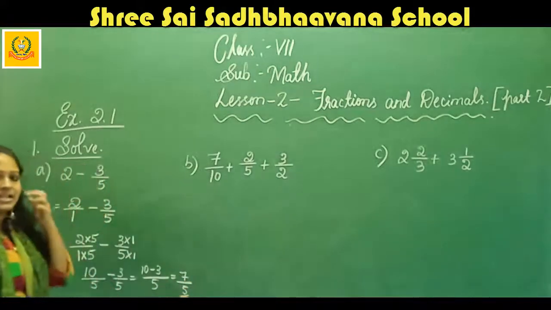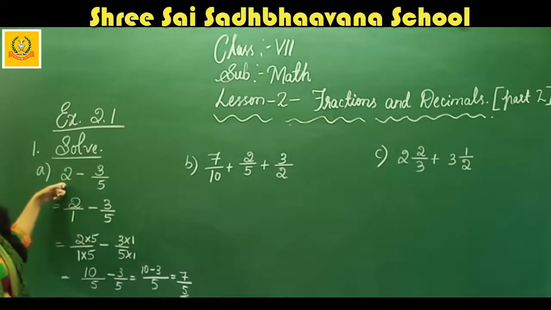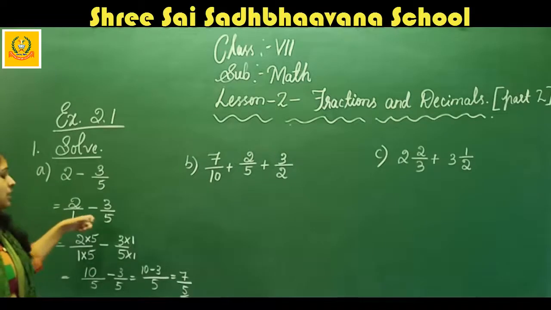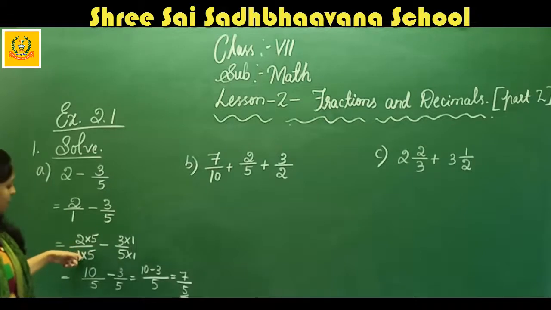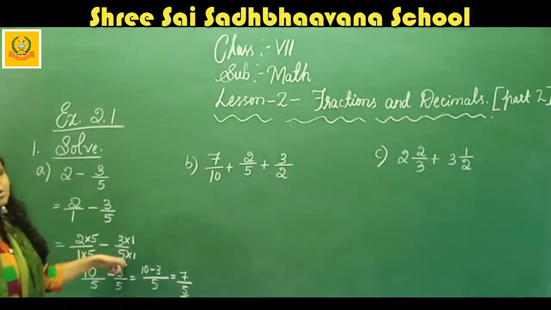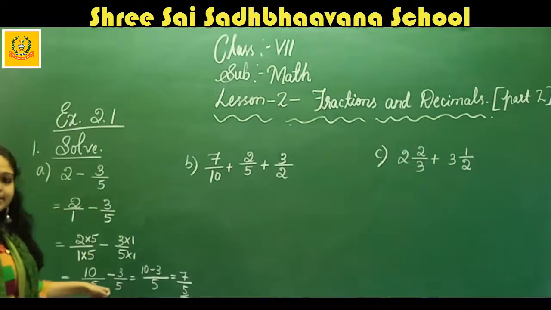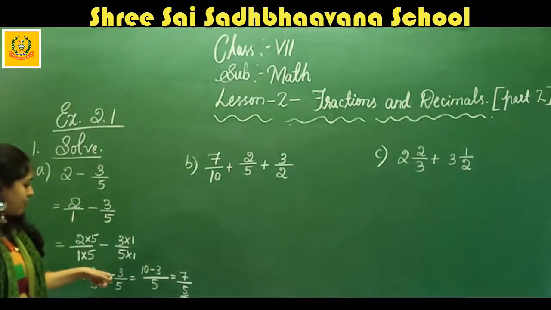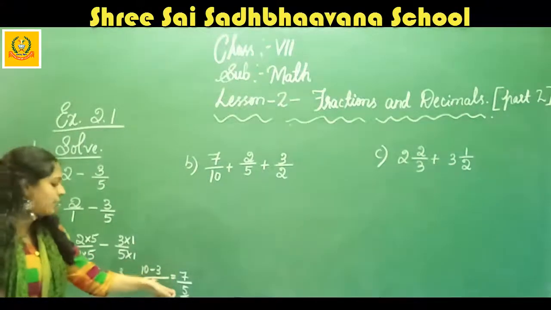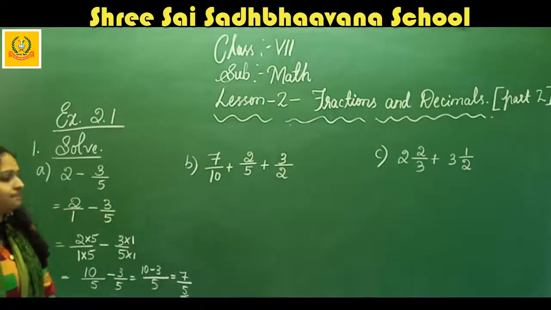This is the answer. Understood, children? Yes. So this is the way we have to do. What I have done here, when there is no denominator, assume 1 as the denominator. Now you have to take the LCM of 1 and 5, that is nothing but 5. So that I have to make both the denominators as 5. So to this I have multiplied by 5 so that I can get the 5. Here I have multiplied by 1 so that I can get 5. Then finally what I have done, the denominator same. Then from this numerator I have subtracted this numerator so that I got 7 by 5. Understood, children? Okay, so let us see the next problem then.